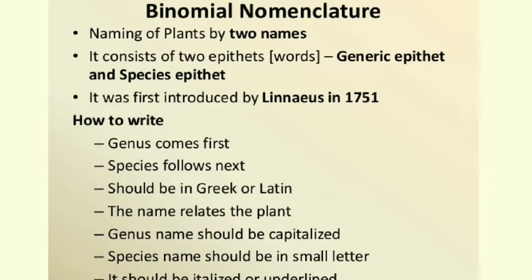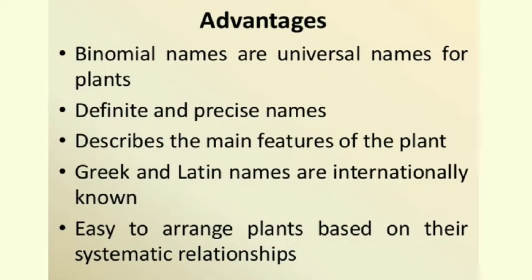When you are typing or printing, the genus and species name must be in italic font, and when you are writing in a book, both must be separately underlined. These are the basic principles of binomial nomenclature by Carolus Linnaeus. Then what are the advantages of this nomenclature? Binomial names are universal names for plants.